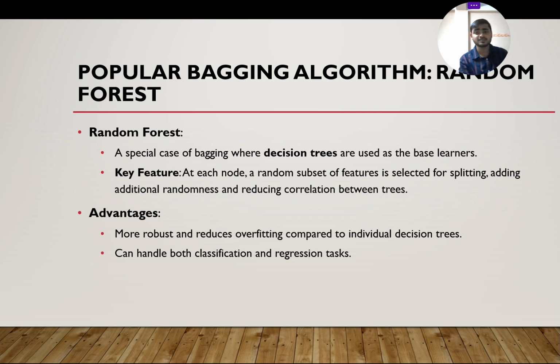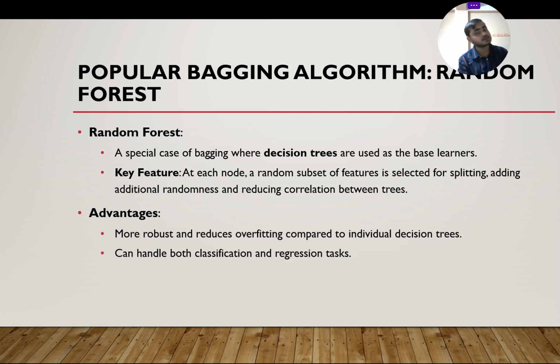What is a base learner? A base learner is nothing but the model you are using for each and every subset, right? If your base learners are all decision trees, then we call that kind of bagging technique a random forest, because it consists of multiple trees, and multiple trees make a forest. That is why we get the nomenclature random forest, right? The key feature of the random forest is that at each node a random subset of features is selected for splitting, adding additional randomness and reducing the correlation between trees, right?